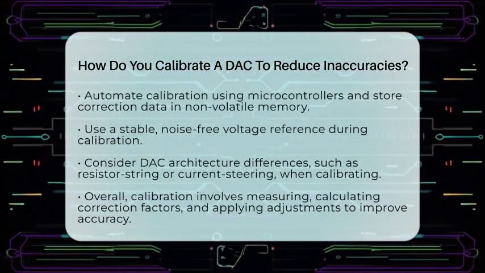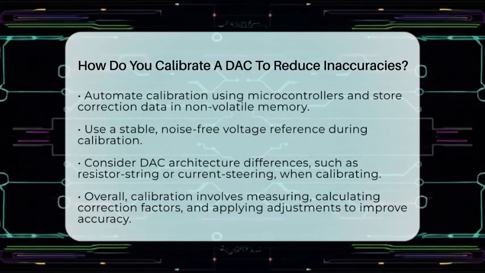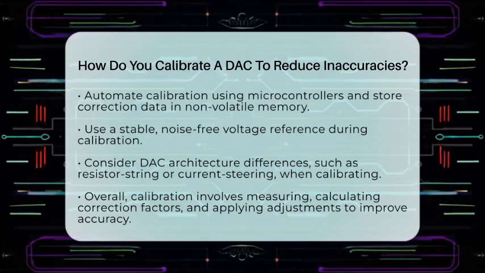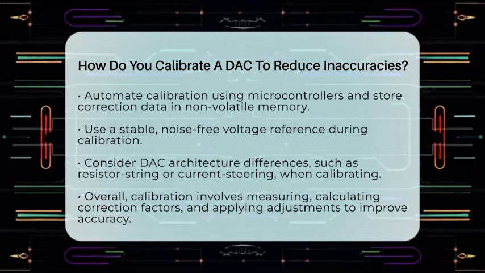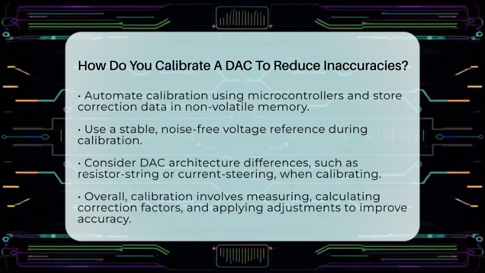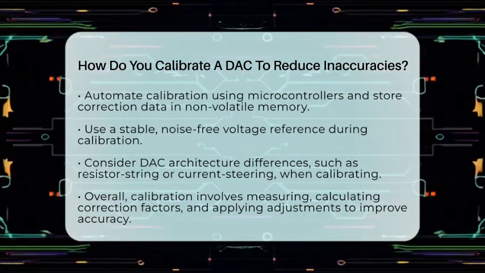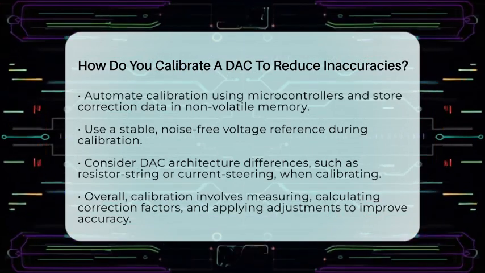When calibrating, use a stable and accurate voltage reference. Keep your measurement setup free of noise and interference. Also, consider the architecture of your DAC, because resistor string and current steering types might need different approaches.